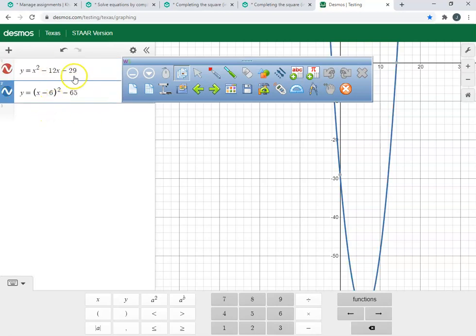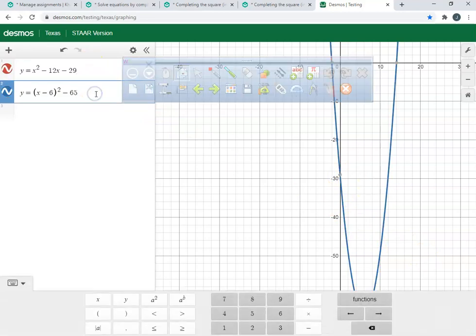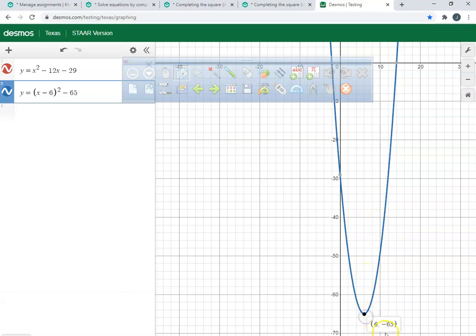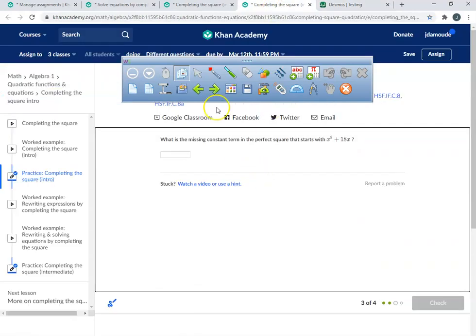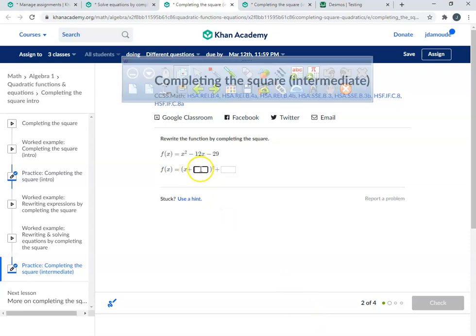This gives us our vertex. This gives us our y-intercept. There's our y-intercept. This form gives you your y-intercept. That gives you your vertex. And where would our vertex be? At a 6 and a negative 65. Now, see where it says plus? You have to put in minus. Remember, if it was plus 6, then it would be a negative 6 as the vertex. So you have to put in that negative 6. Be mindful of that. And right here, I have to put in a negative 65.